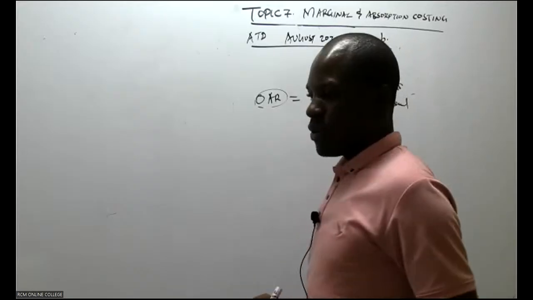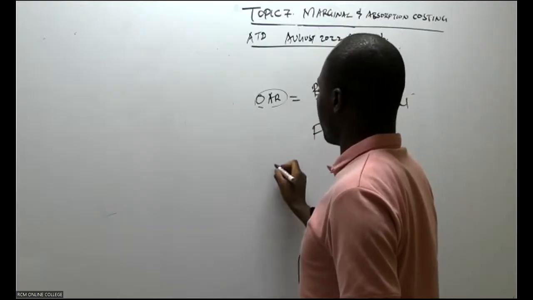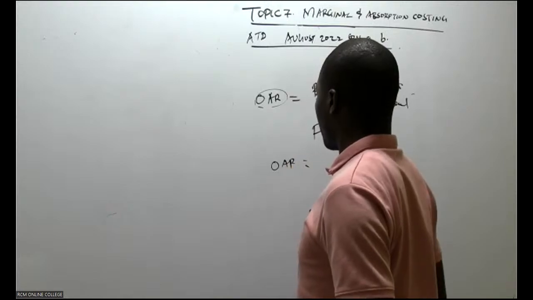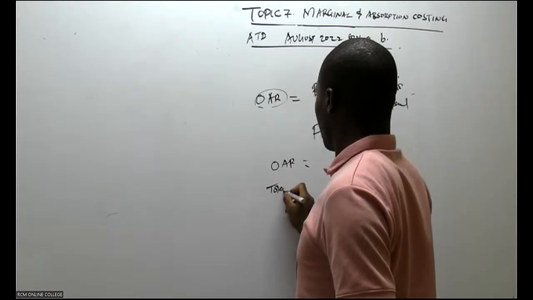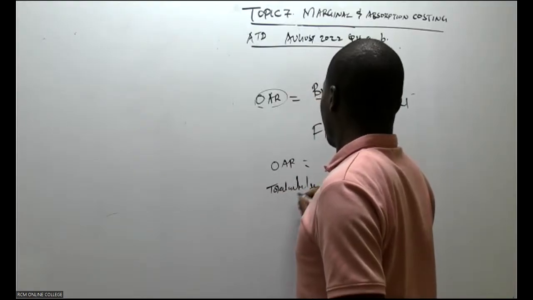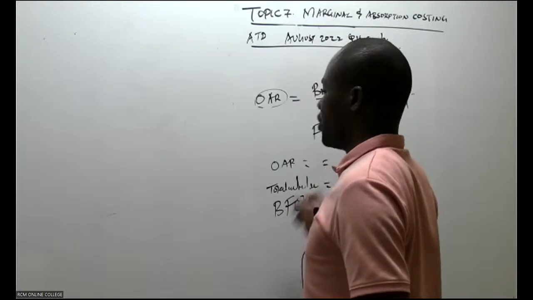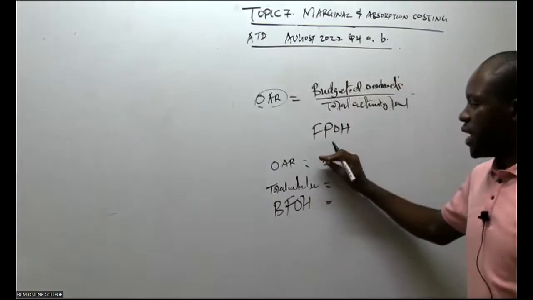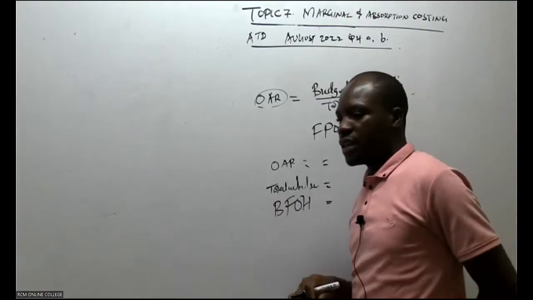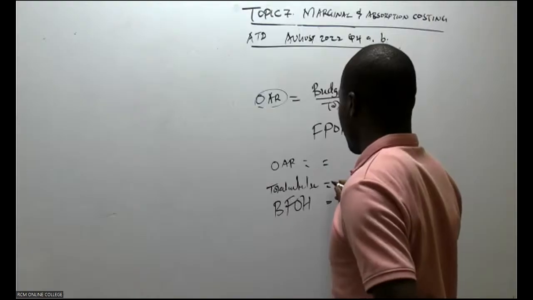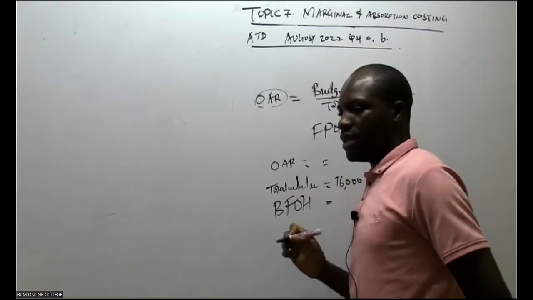Now, I want you to help me interpret what is going on. Do we have any of this within the question? Do we have overhead absorption rate? Do we have total activity level? Do we have budgeted fixed overheads? Please let me know what we are having. If you've seen any of these 3, just mention the name, then you type the amount. So I'm being told that activity level as per the budget is 16,000.